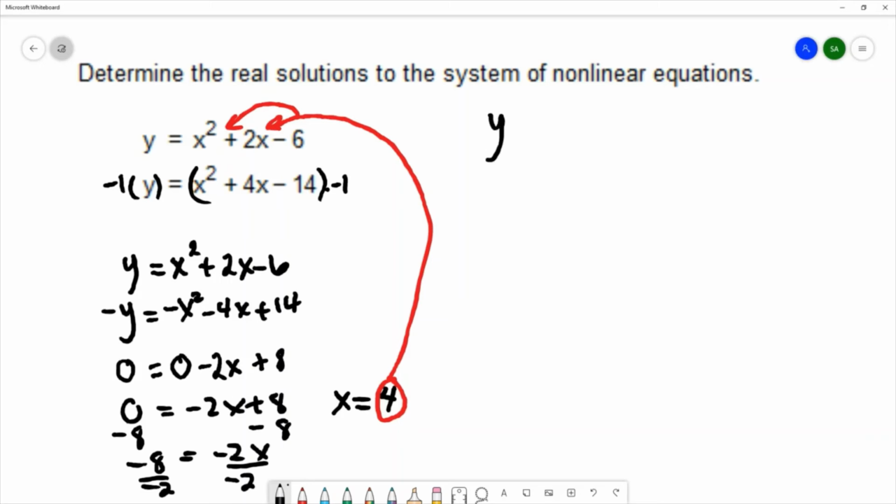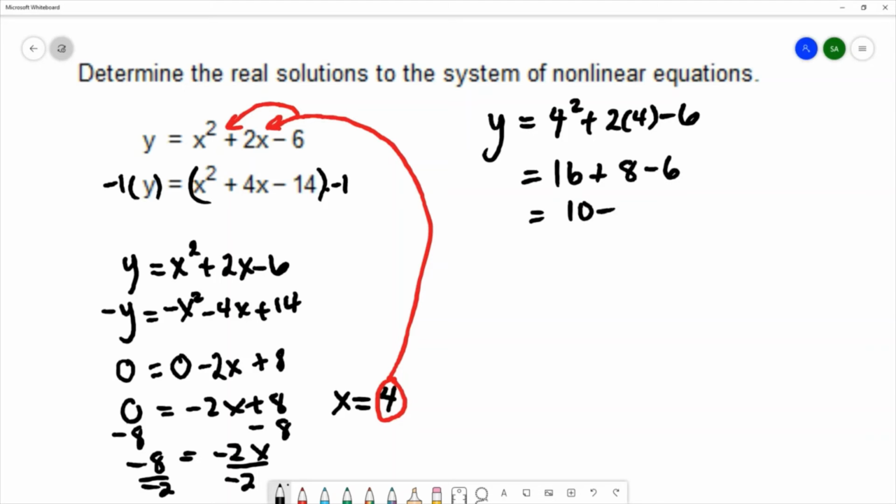I have y equals 4 squared plus 2 times 4 minus 6. 4 squared is 16. 2 times 4 is 8. 16 minus 6 is 10. And 10 plus 8 is 18. So the ordered pair 4, 18 is the solution to this system of nonlinear equations.